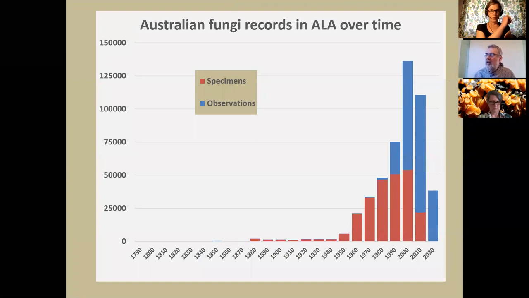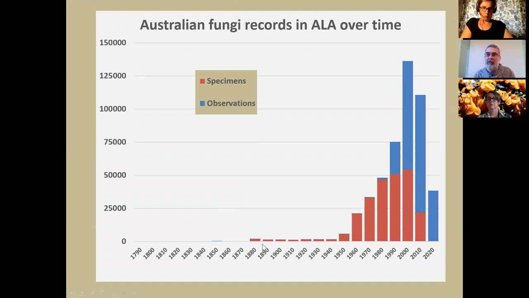You can see over time, this is the number of records in the ALA over time. So this includes all of the historical fungarium specimens. And you can see specimen-wise, there's a relatively low number of specimens collected over the years. That's partly because a lot of the early specimens are held in overseas fungaria, which are not yet digitised. So there's probably more collecting back here that's not showing up. But there's a bit of a rise in collecting around the 60s and 70s, mainly of lichens.